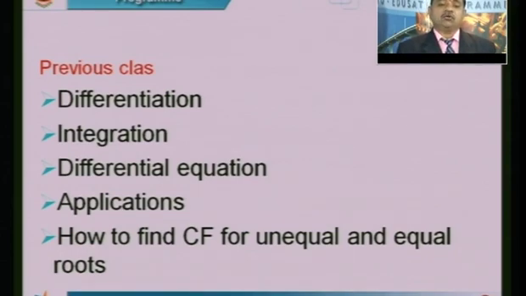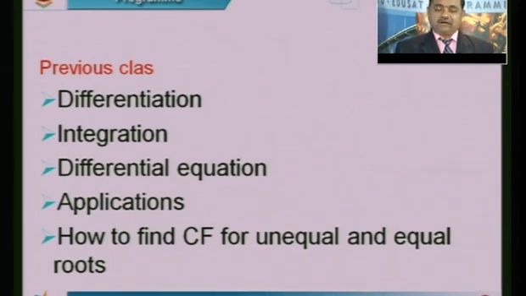We have seen already how to find the complementary function for unequal and equal roots. The last class I gave you formulas for unequal roots m1, m2, m3 etc.: c1 e power m1x plus c2 e power m2x plus c3 e power m3x plus etc. For equal roots: c1 plus c2x plus c3 x square plus etc., whole bracket multiplied by e power mx. Those two we have already seen in the last class.